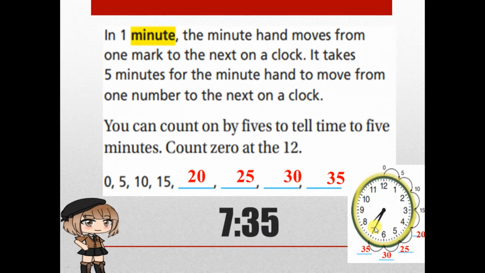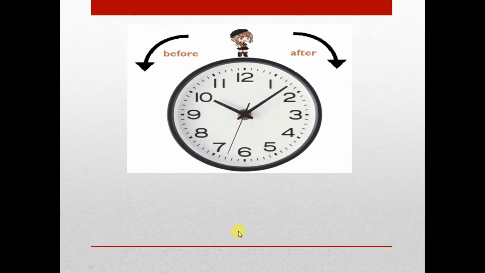So this is 7:35, and this symbol is called colon. So 7:35, and put between the hours and the minutes something called colon. It's 2 points over each other.